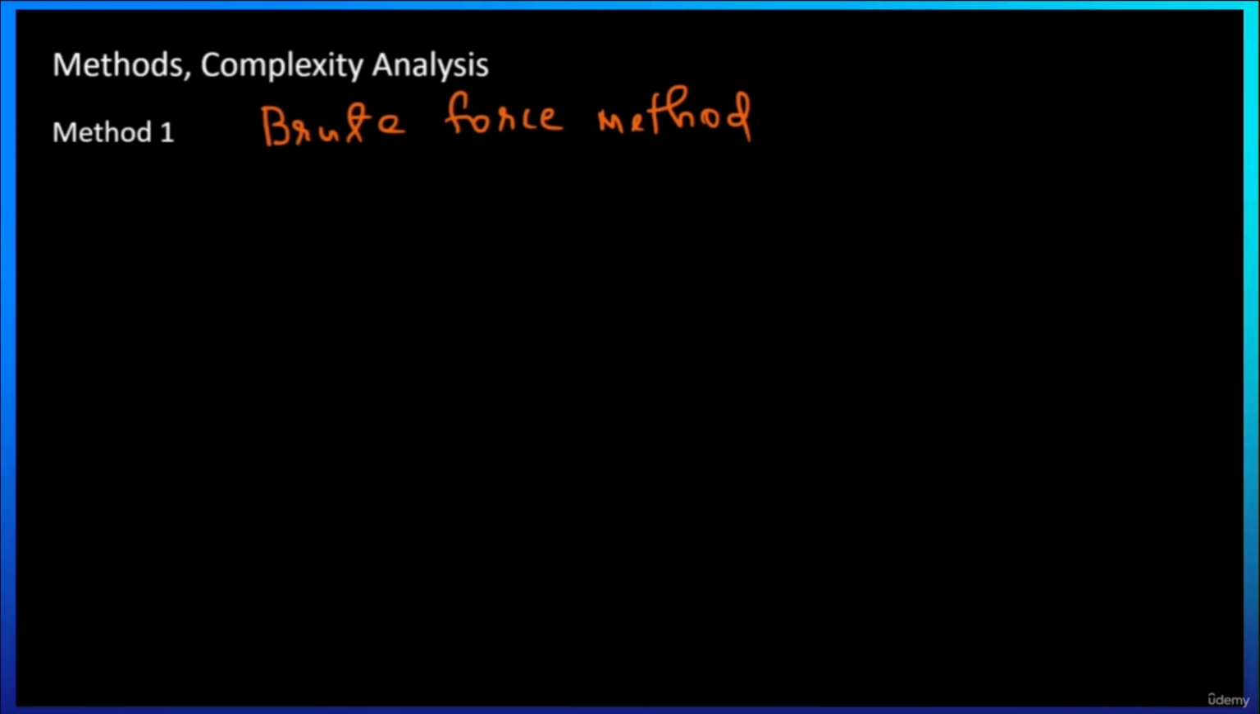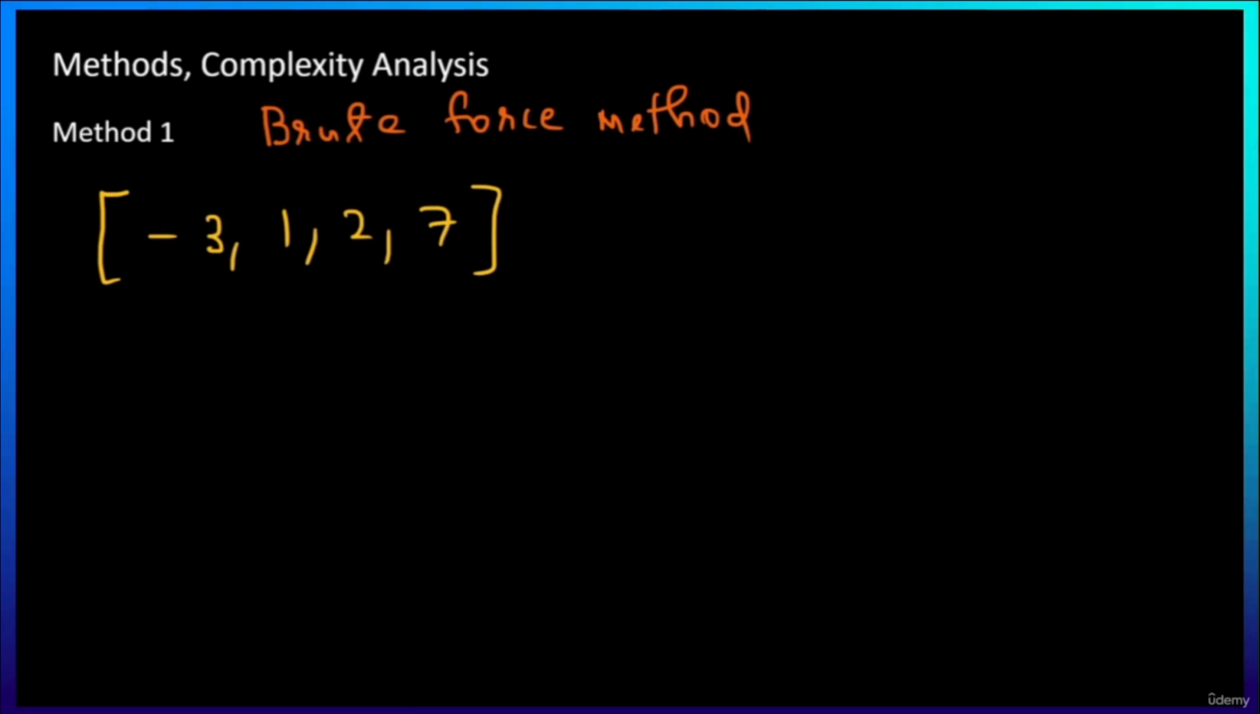For this, let's take a sample input. Let's say the input is -3, 1, 2 and 7. So we have this array as input. Notice that this is sorted. Alright, now the brute force method is that we just square each element and put it in a new array, right?